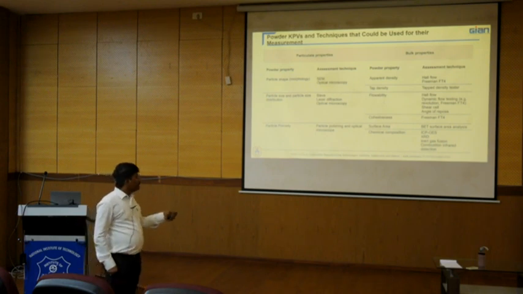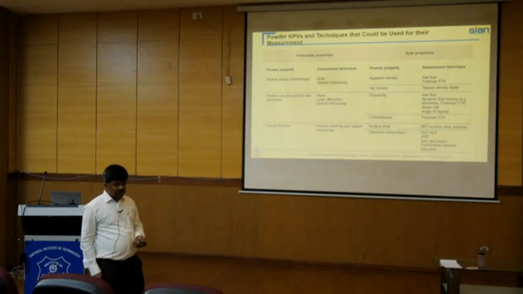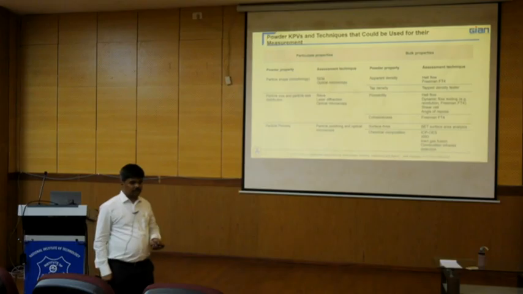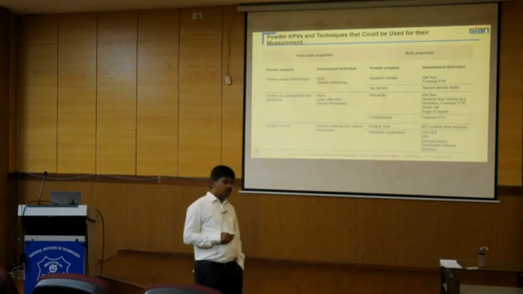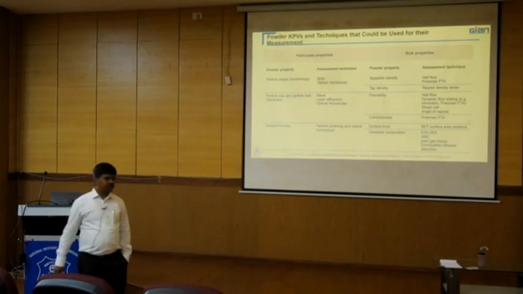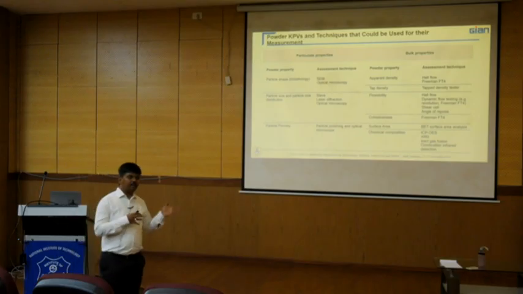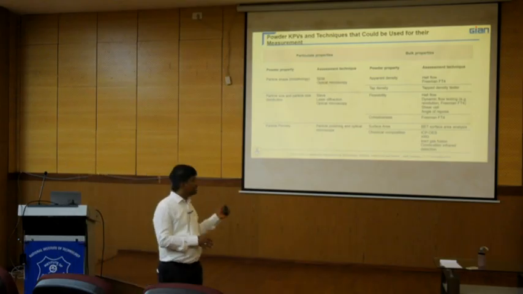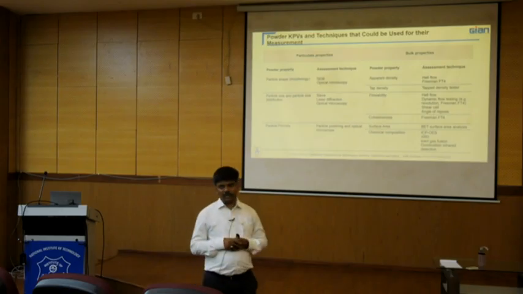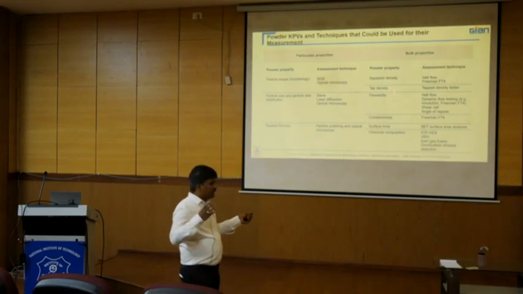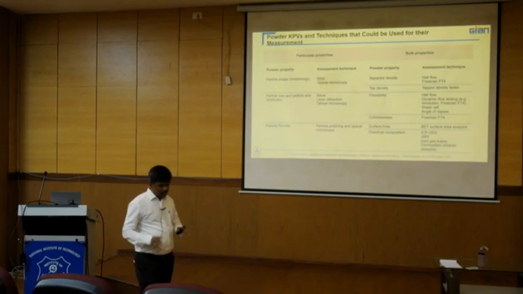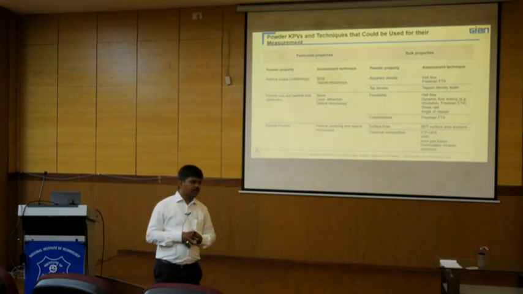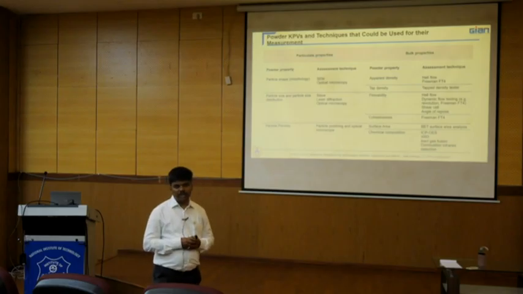Those are the particulate properties, and the other set is the bulk properties. Bulk properties are the density, flowability, cohesiveness, as well as the surface area and the chemical composition. These key variables are very important in additive manufacturing. If you have low apparent density, low flowability or low cohesiveness, or your chemical composition is changing, then it will affect the quality of the part manufactured by additive manufacturing.